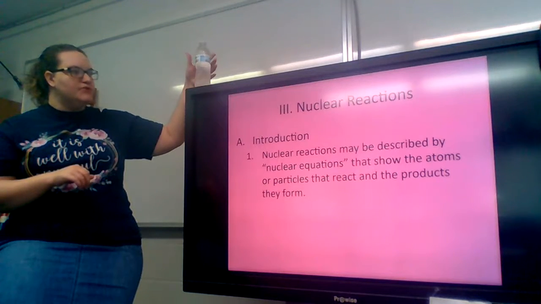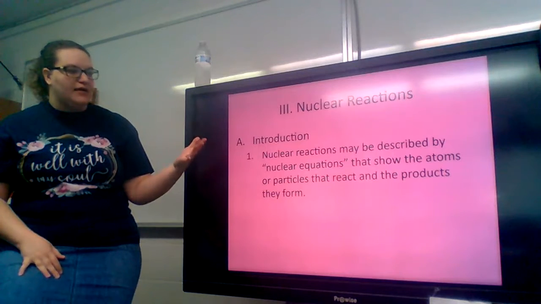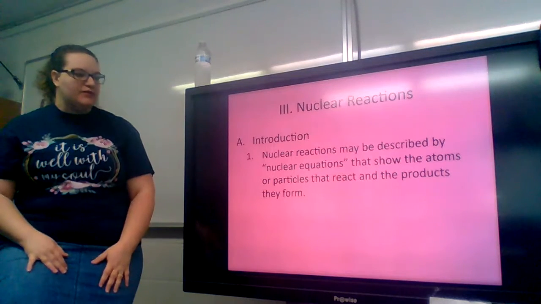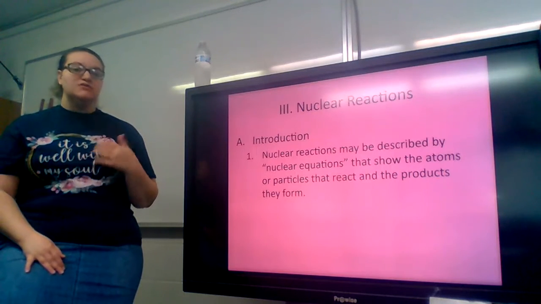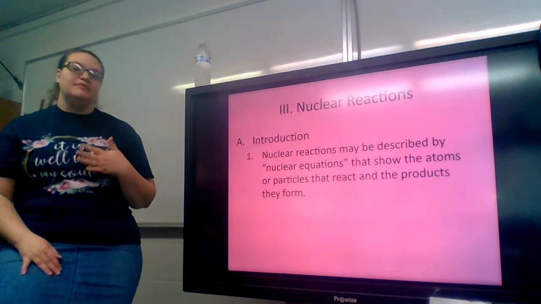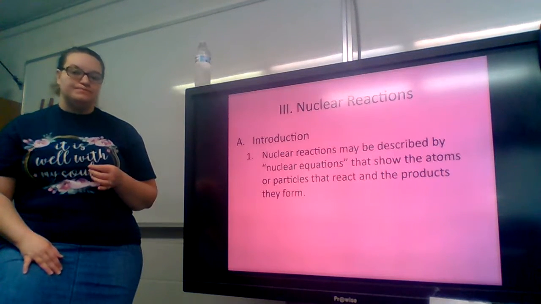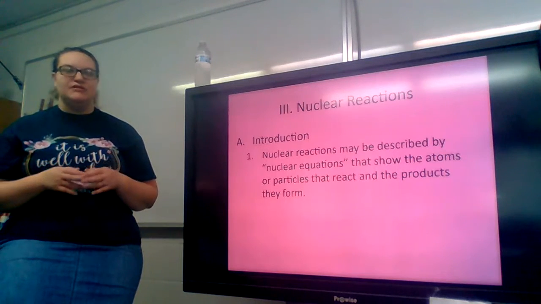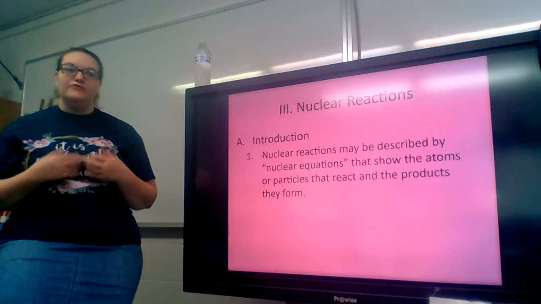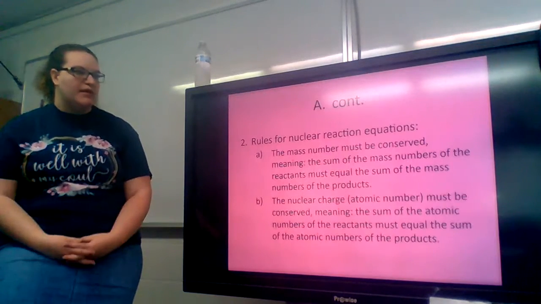All right, nuclear reactions. Now, nuclear reactions may be described by nuclear equations that show the atoms or particles that react and the products they form. So basically, a nuclear reaction can be broken down into a math equation. That's really all this is saying. Now, it's not a specific math equation, like a formula that you would follow, but they can be broken down, okay?